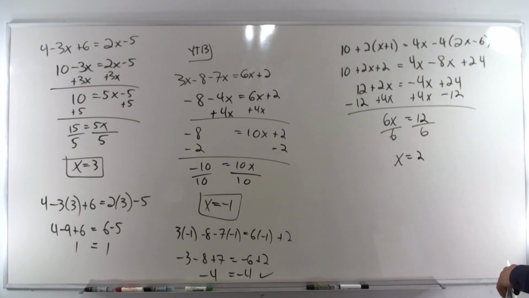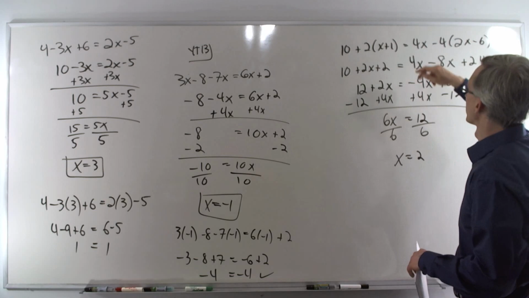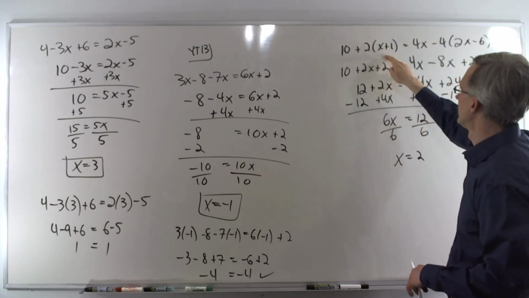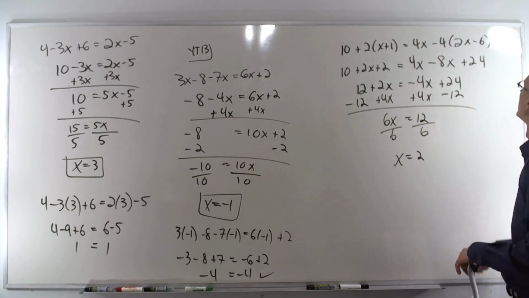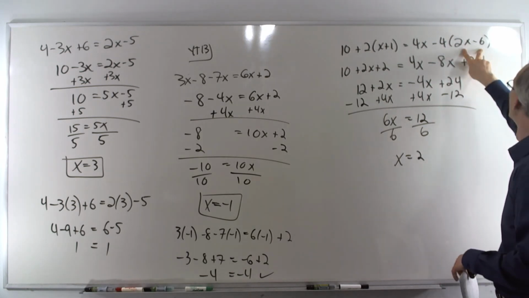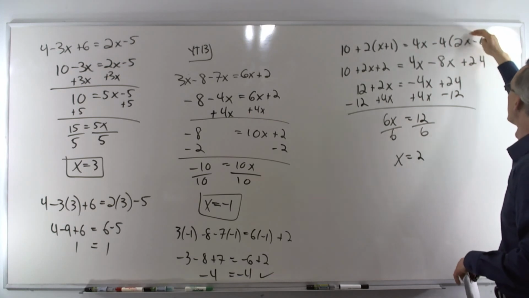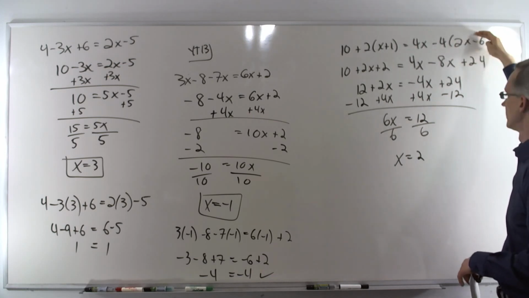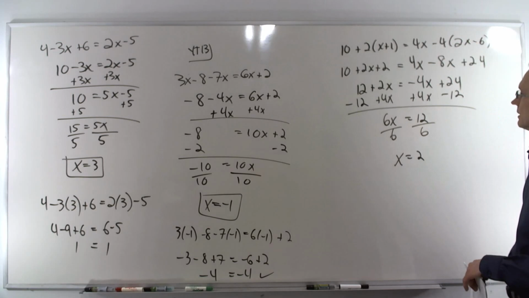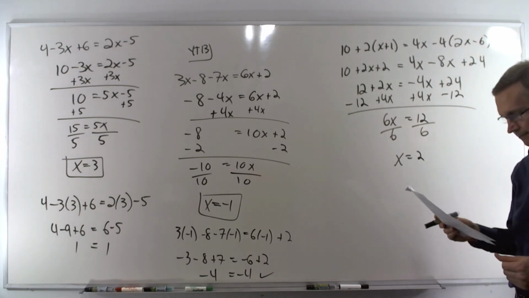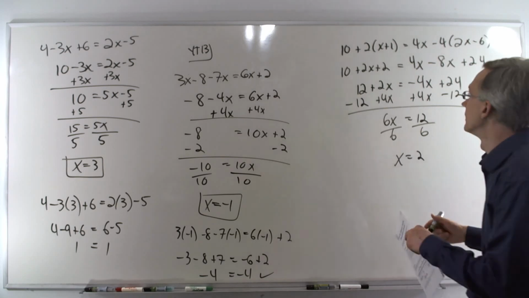All right, let's see what we get here when we plug in. We plug in 2 here. 2 plus 1 is 3, times 2 is 6, plus 10 is 16. So 16 on the left, and here we got 2 times 2 is 4, minus 6 is negative 2. Negative 2 times negative 4 is positive 8. 8 plus 8 is 16. So 16 on the left, 16 on the right. So that is correct. x equals 2 is the answer. Your turn, number 14.